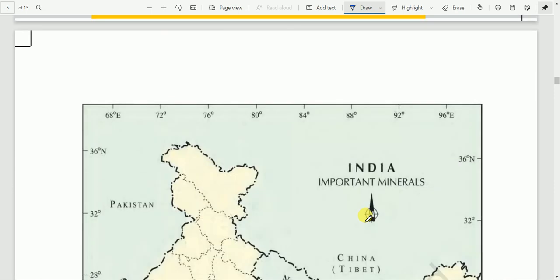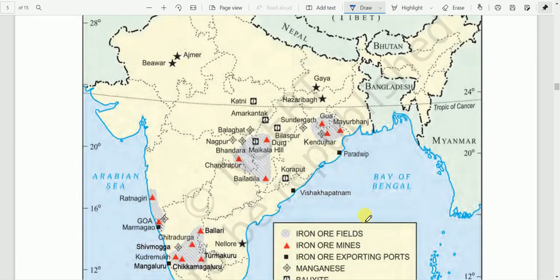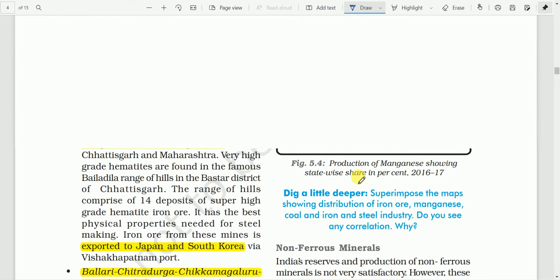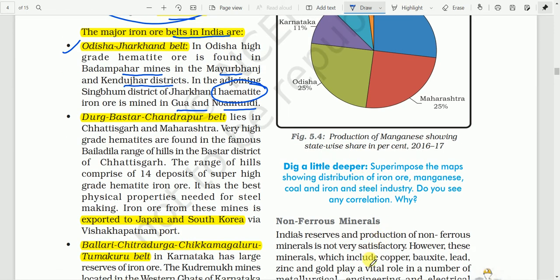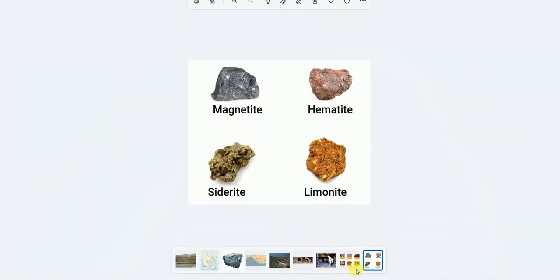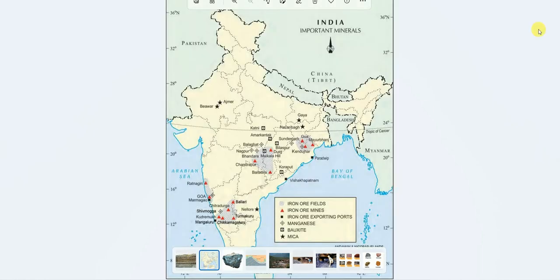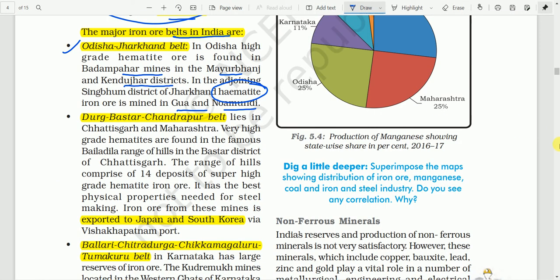And here also you'll find, okay, Orissa Jharkhand belt is here. So this area is very rich in iron ore. Okay, so next one we have the Durg Bastar Chandrapur belt.